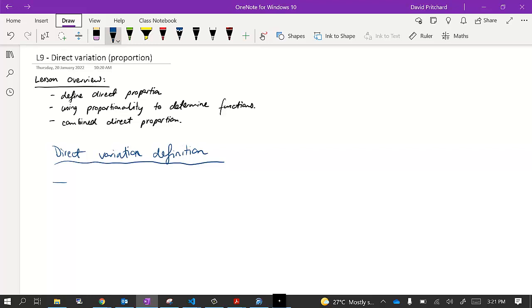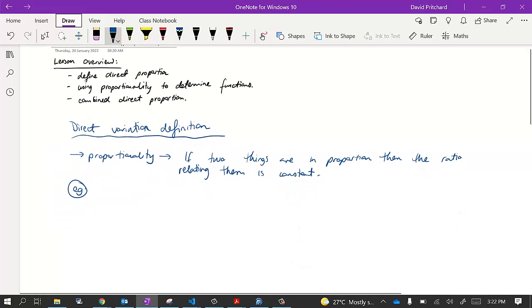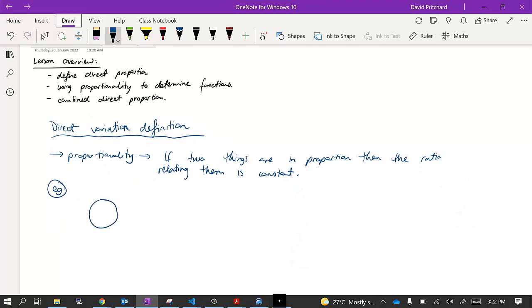So we all know what proportionality is. If two things are in proportion, then the ratio relating them is constant. A really simple example of that is the circle, and this is a ratio that we all know. If we consider two different size circles, then we know there's a relationship between the radius and the circumference. We know it's a constant relationship.